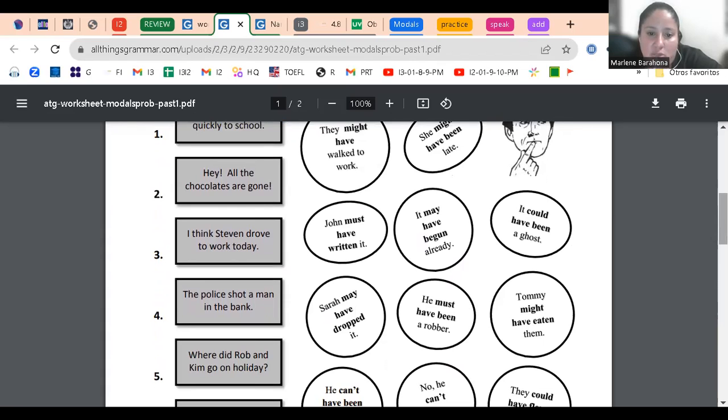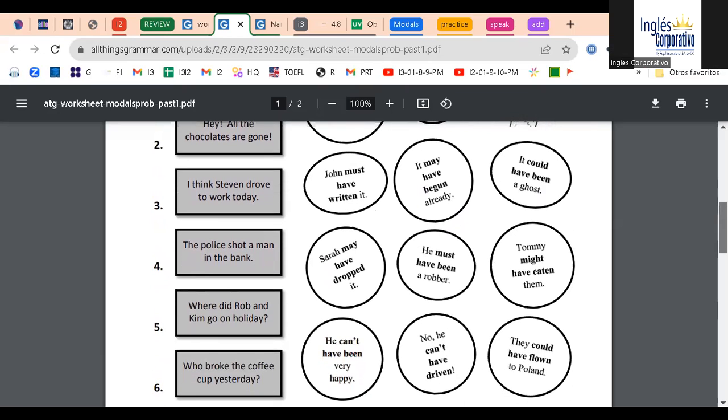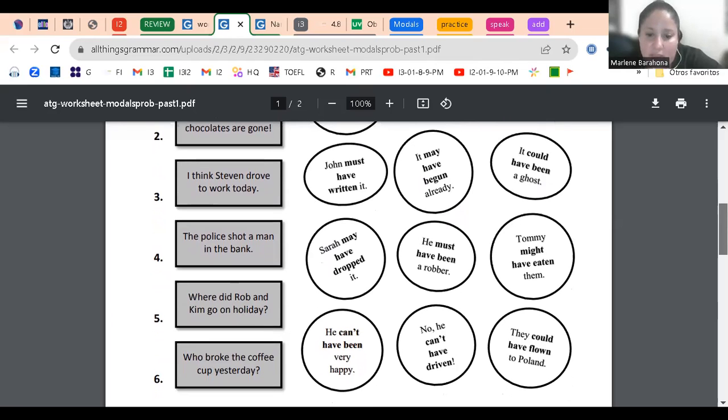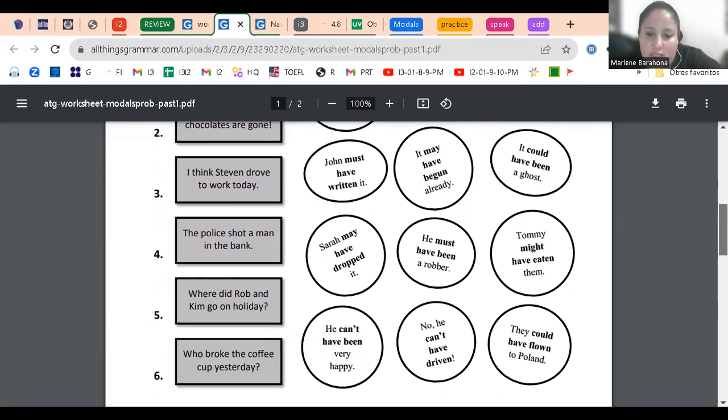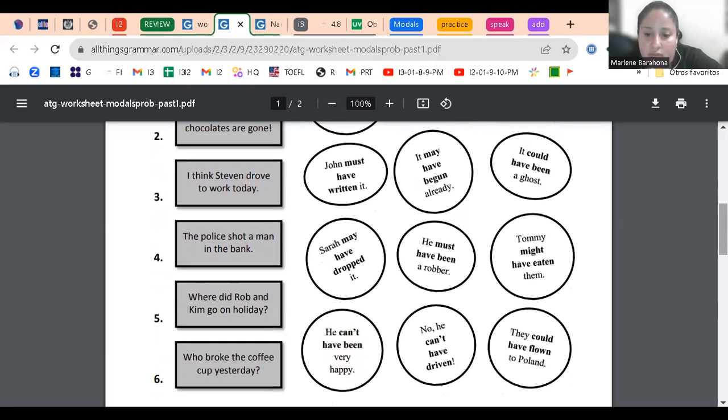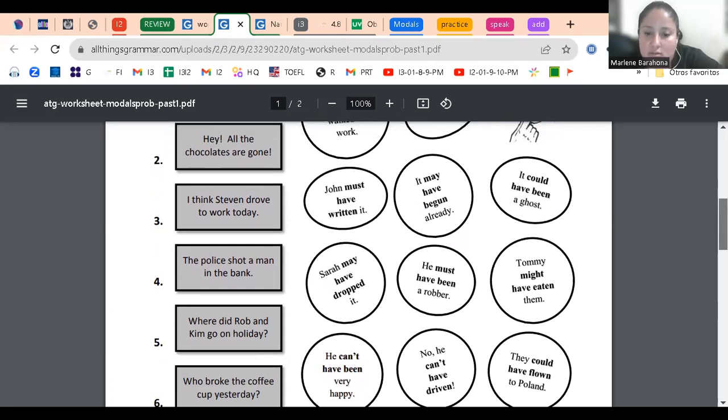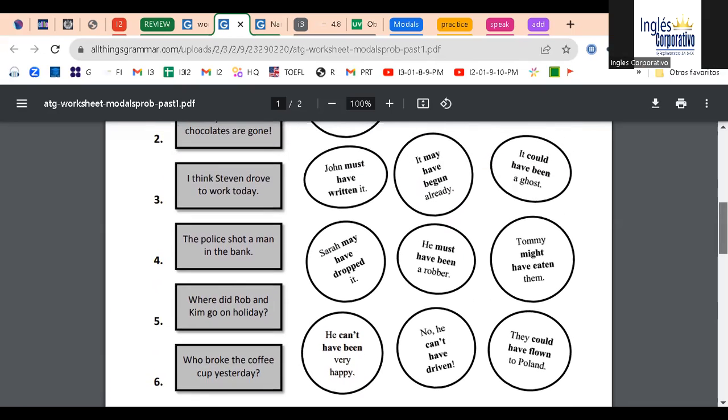John must have written it. It may have begun already. It could have been a ghost. Sarah may have dropped it. He must have been a robber. Tommy might haven't eaten them. He can have been very happy. No, he can have driven. They could have flown to Poland. That's the last one. Thanks. That's the last one.